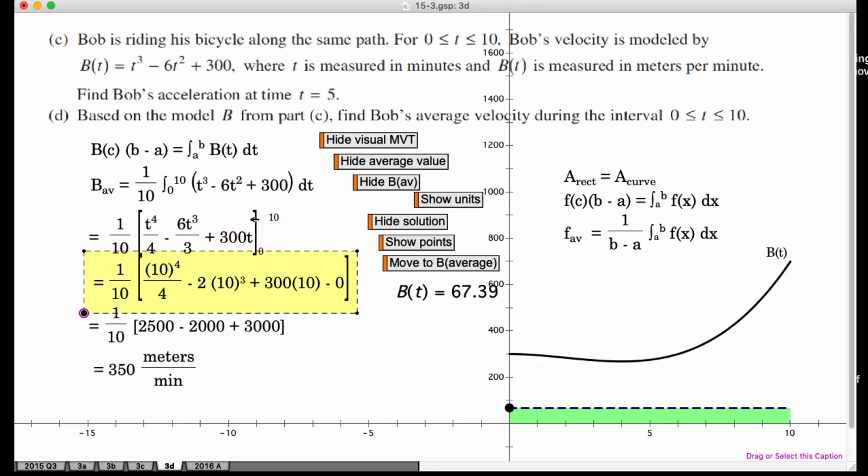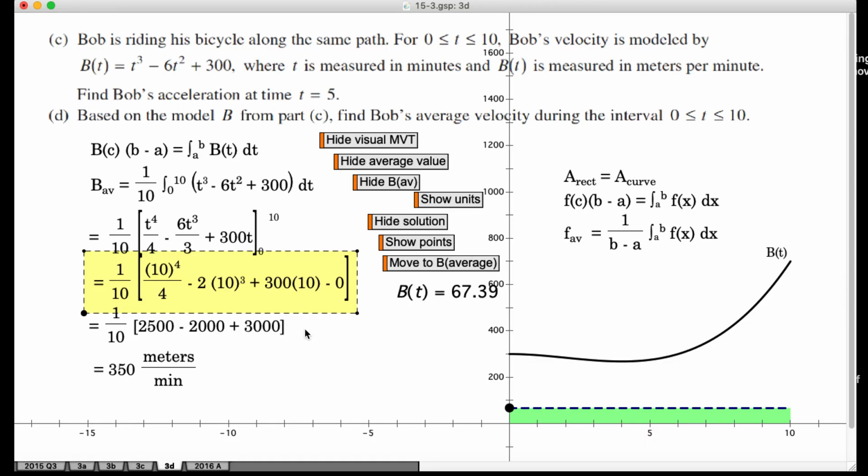So when I plug in 10 to the fourth over 4, this becomes 2, and then 10 to the third, and then this becomes 300 times 10. And then when I plug in 0, t is 0, t is 0, t is 0, so I subtract 0. Now I have to do this arithmetic here. So it's a pain in the neck, but it's not that complicated. This is whatever, 10,000 divided by 4, and this is 1,000 divided by 2 times 2, and this is 3,000, and then just add these up. Don't forget to divide by 10, and you get 350 meters per minute. That's your answer.